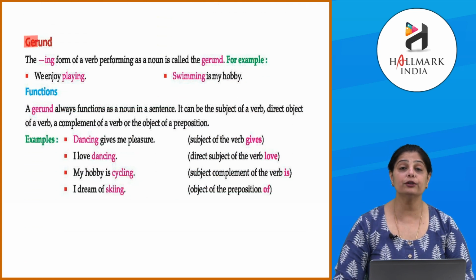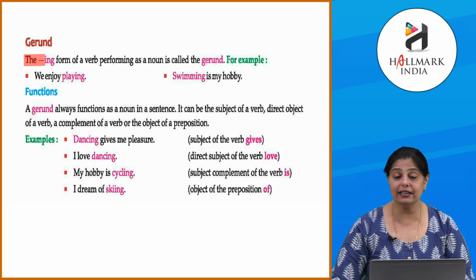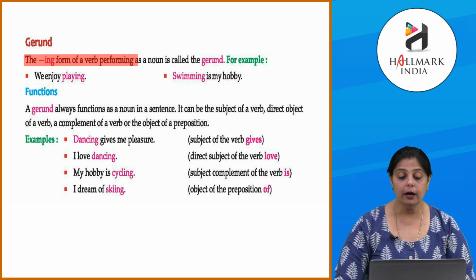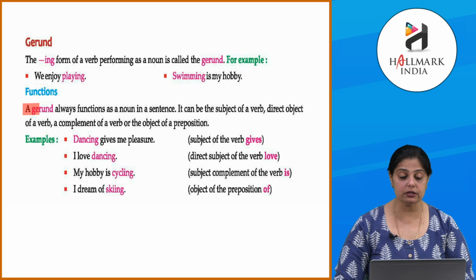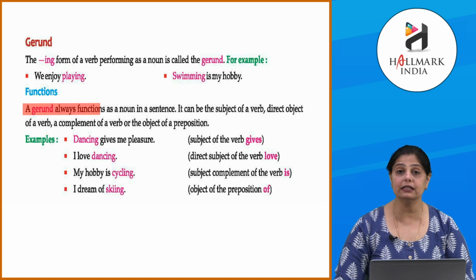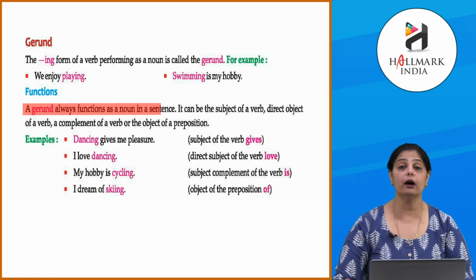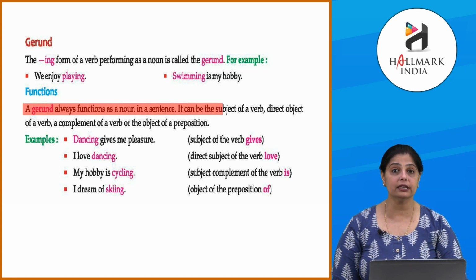Alright. Now, let's look at gerunds. What are gerunds? The ing form of a verb performing as a noun is called a gerund. So, जैसे we enjoy playing, play, ing, playing. Swimming is my hobby. So, what are the functions? A gerund always functions as a noun in a sentence. So, ये हमेशा noun के हिसाब से function करता है.